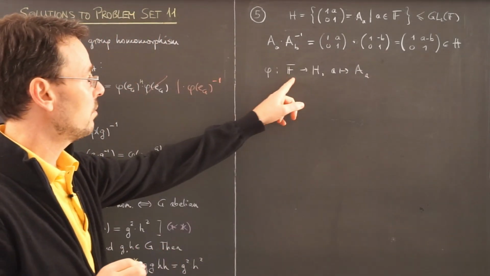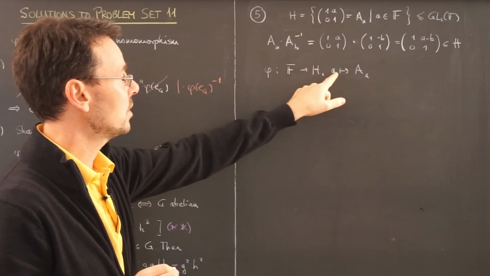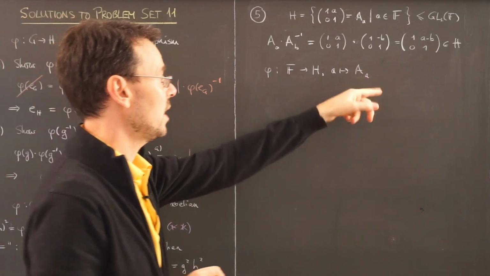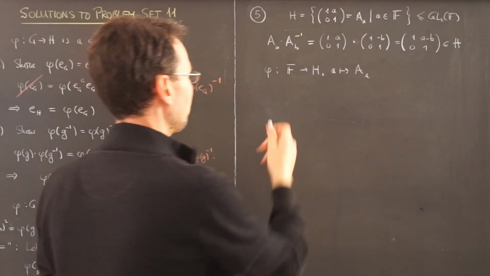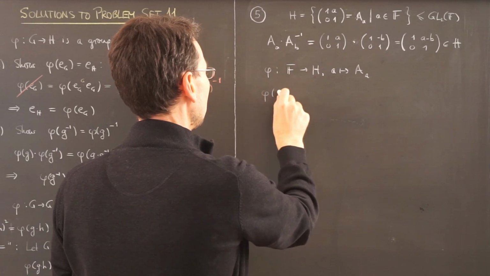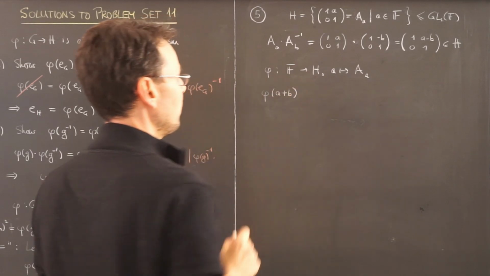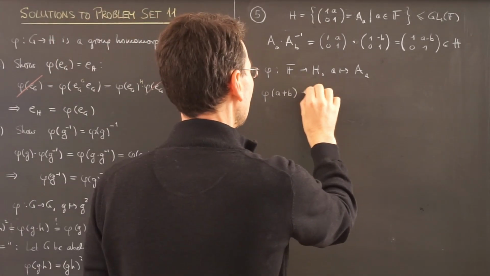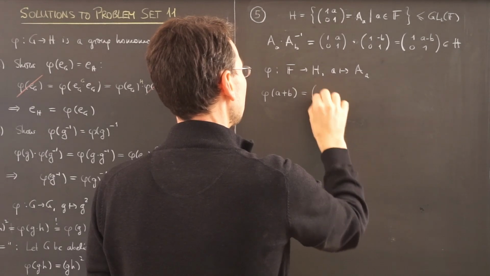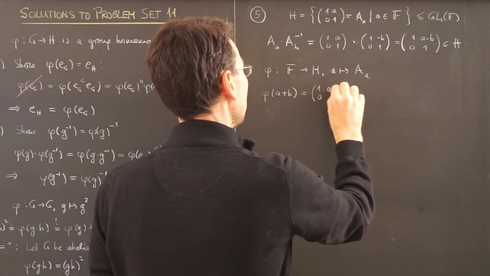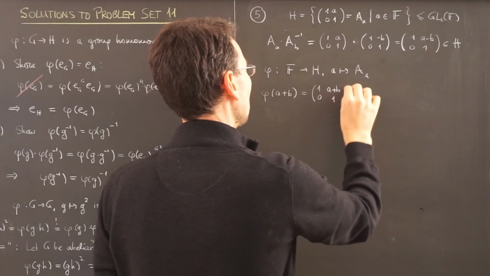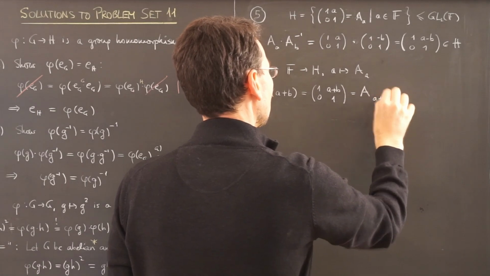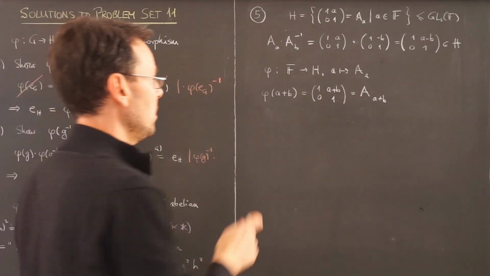Now the map phi from the field F to H simply sends an element of the field to the corresponding matrix, which we call A sub small a, and we take a look at phi of A plus B, because here our group operation is addition. This is the matrix 1, 0, A plus B, 1, which is the matrix of A plus B.